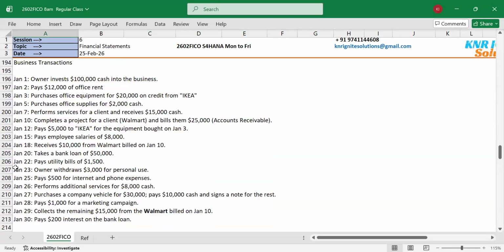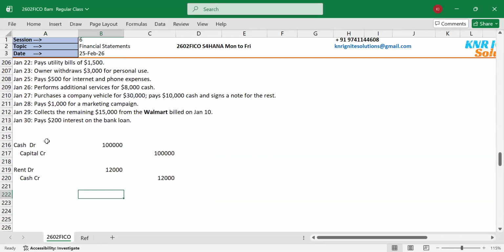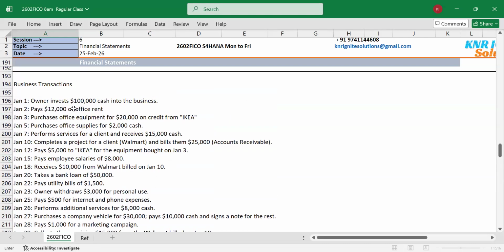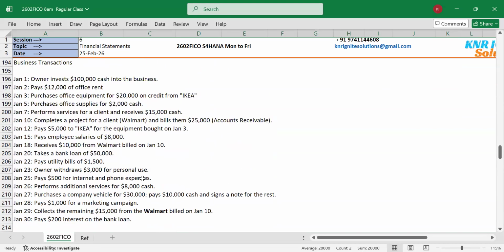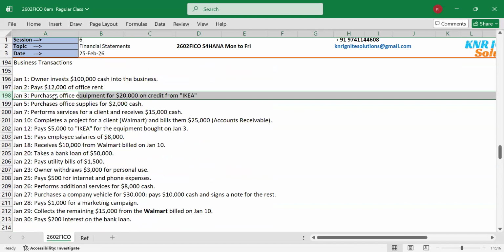Okay. Now, let's continue with another transaction. Purchases office equipment for 20,000 on credit from IKEA. I'll put the amount here. In the meantime, help me with the transaction, what to write. Office equipment debit. What should be the credit? Here, the transaction we are calling as on credit. When I say credit, which account should I credit here? Bank account, only when you pay through bank.